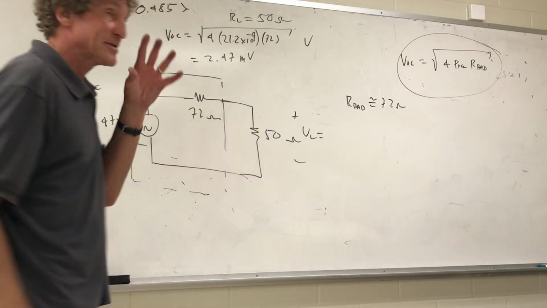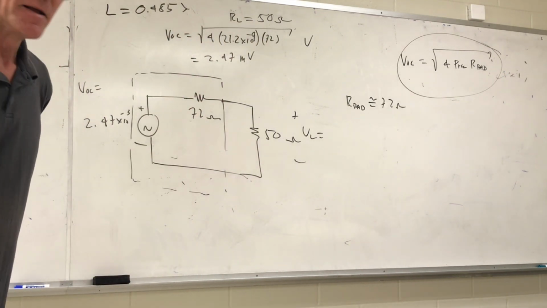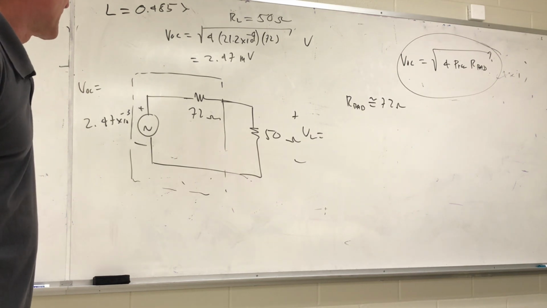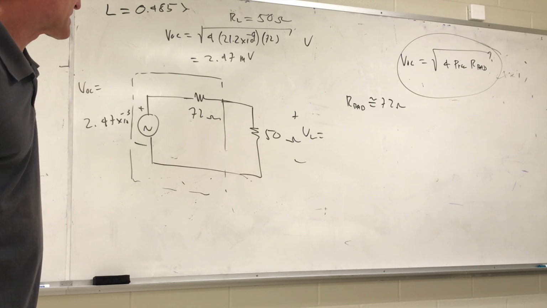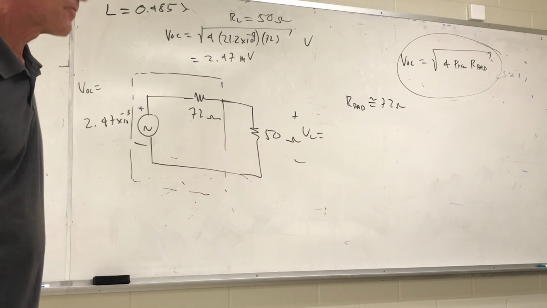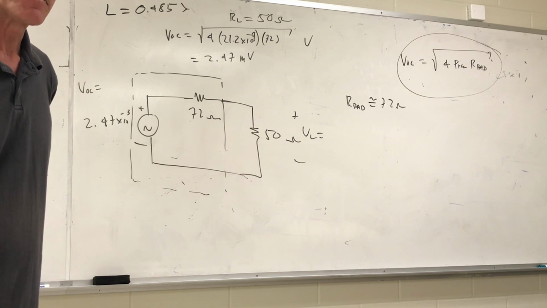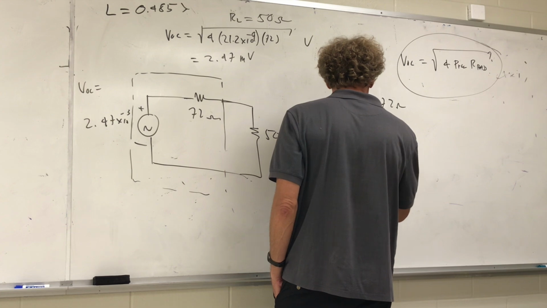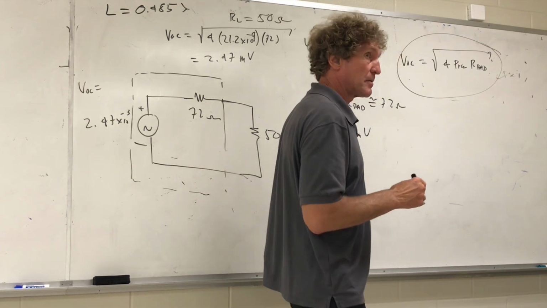Now this is pretty straightforward and simple. Isn't that just voltage division? So what would it be? 50 over 50 plus 72, or 50 over 122, times 2.47 times 10 to the minus 3. Can you give that to me? 1.03 millivolts, and that's the peak, by the way, right?